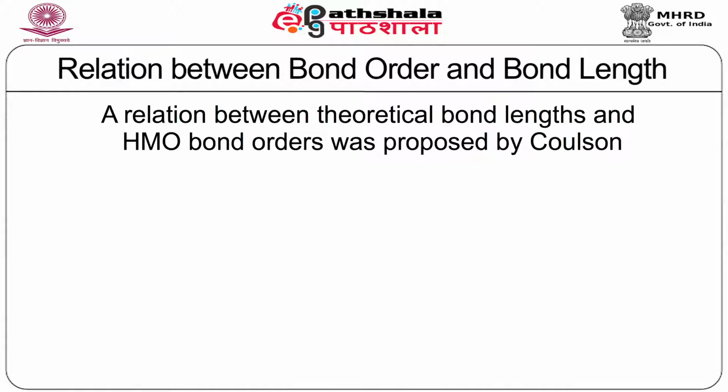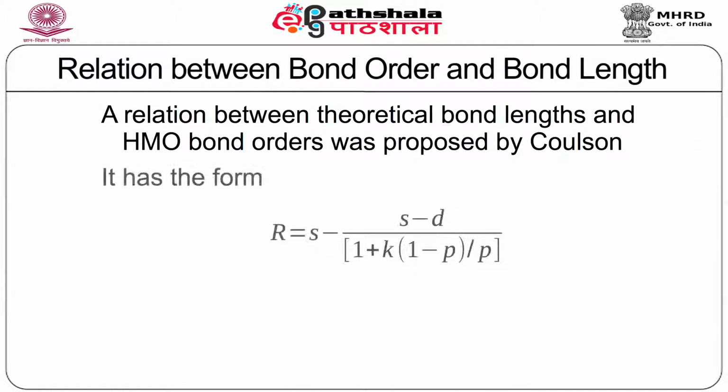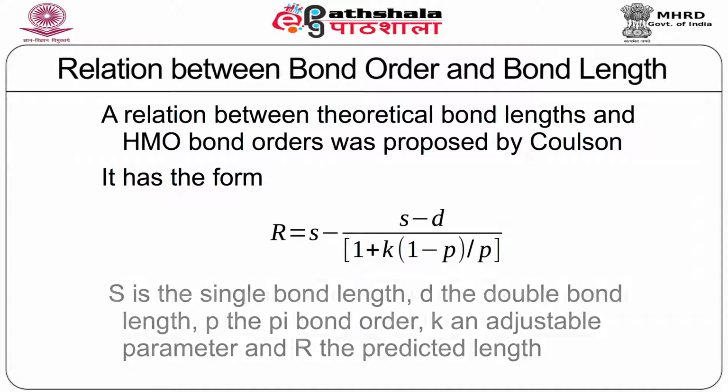A relation between theoretical bond lengths and the Hückel molecular orbital bond orders was proposed by Coulson. It has the form given by this equation: R equals S minus d divided by 1 plus k into 1 minus p divided by p. Here S is the single bond length, d the double bond length, p the pi bond order, k is an adjustable parameter, and R the predicted bond length.